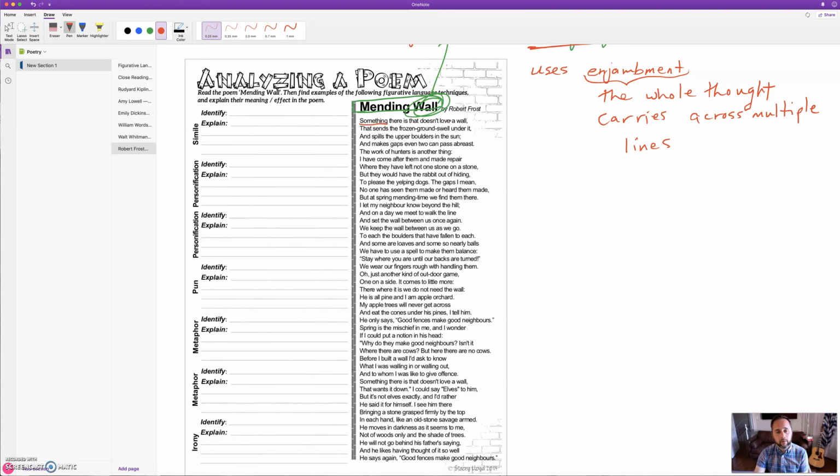Something there is that doesn't love a wall. Well, something seems to be connected to nature. When the ground gets frozen and in the wintertime it melts, that's frozen groundswell. And this water, here's our wall here.